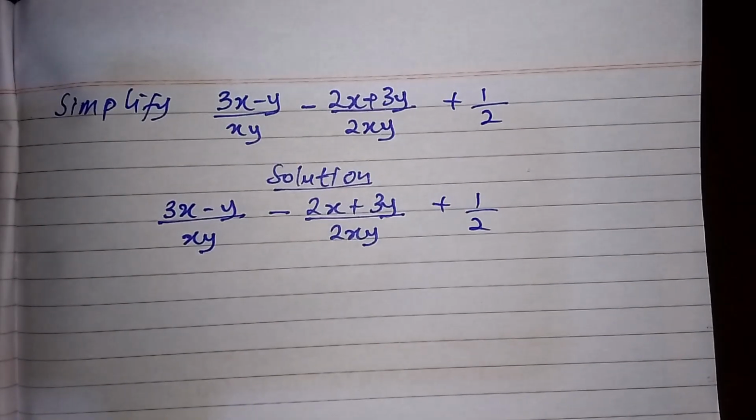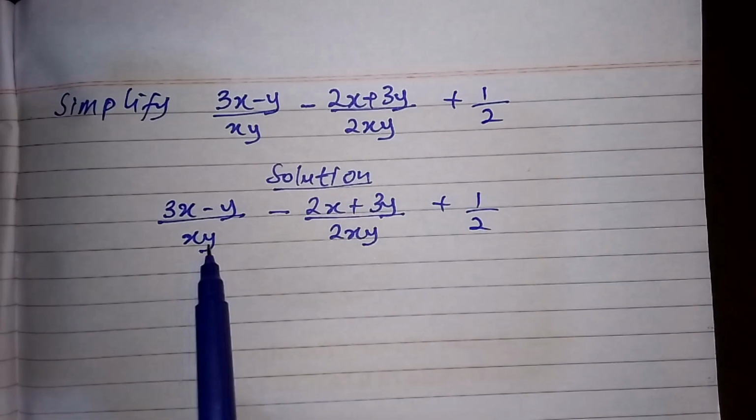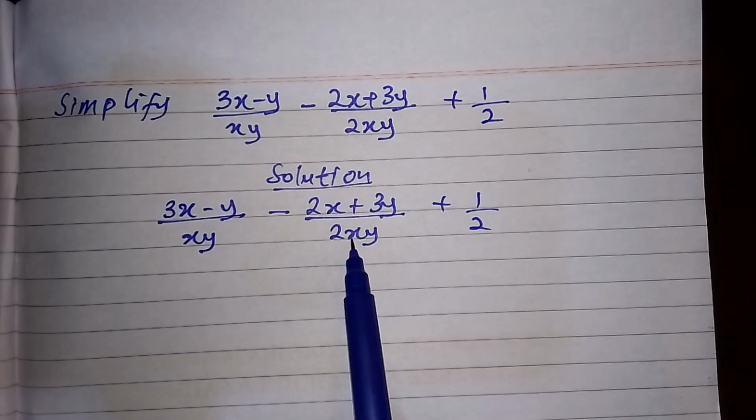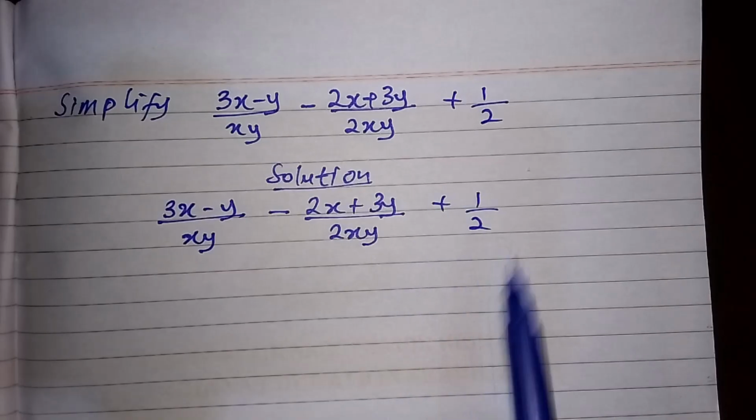This is an algebraic fraction because it contains a variable. An algebraic fraction is a fraction that contains at least a variable. Since this fraction involves subtraction and addition, we need to find the LCM and divide through by the LCM. Now, I have the denominator here to be xy, the next to be 2xy, and the next to be 2.